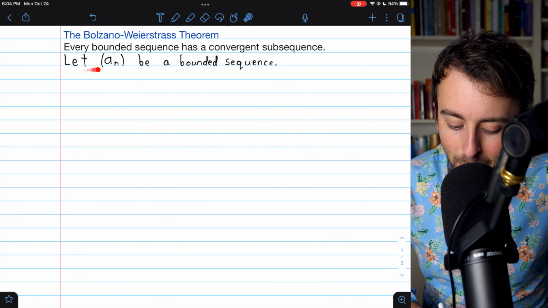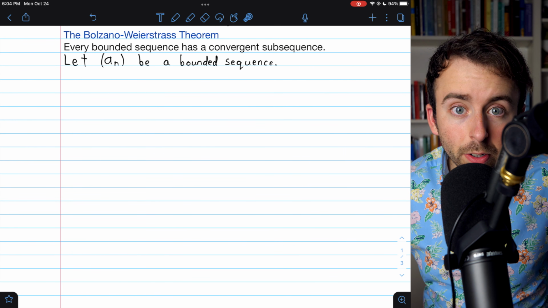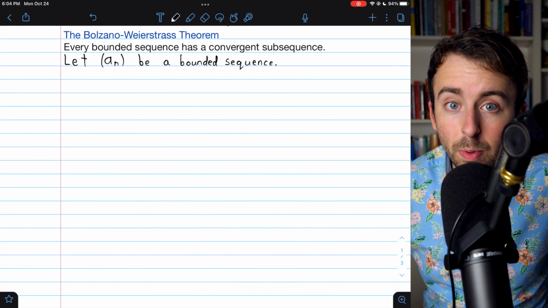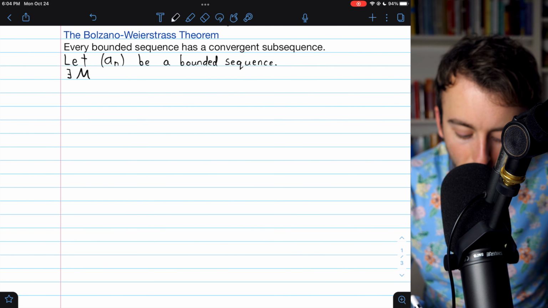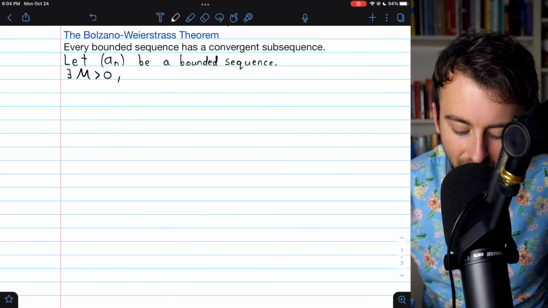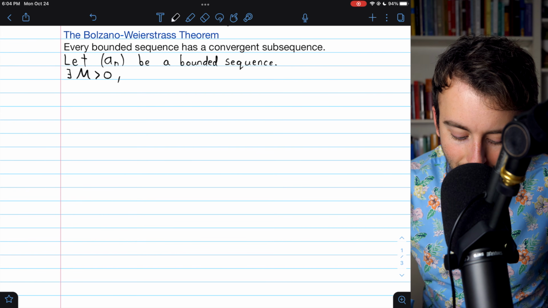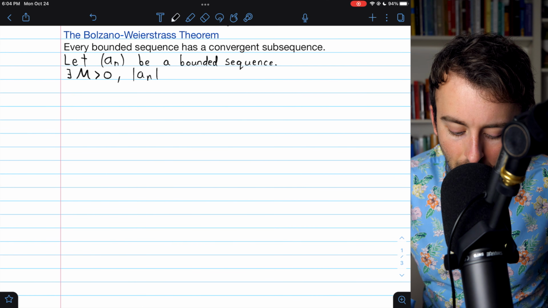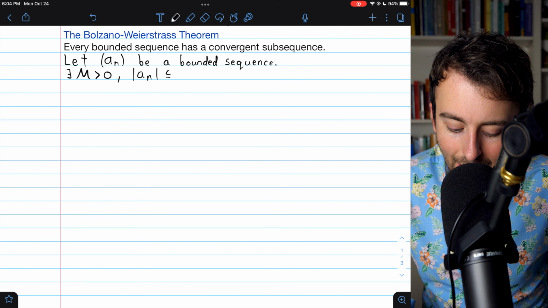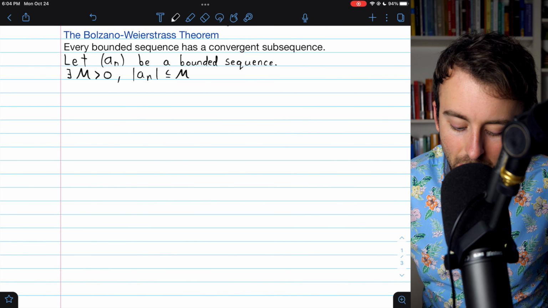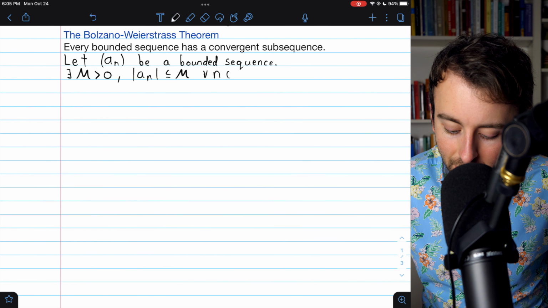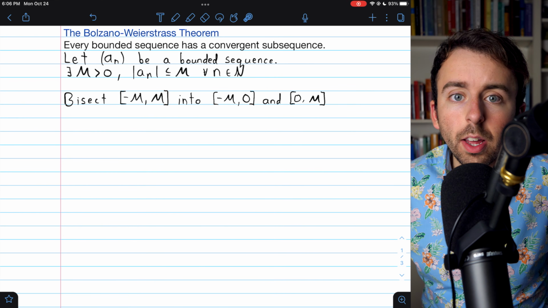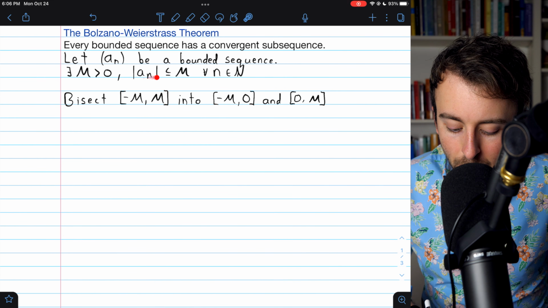We begin, of course, with a bounded sequence, since the Bolzano-Weierstrass theorem concerns bounded sequences. So we say, let a_n be a bounded sequence. Now, what does this mean for a sequence to be bounded? Well, it means there exists some big M greater than 0 so that every term of our sequence has an absolute value less than or equal to M. So the absolute value of a_n, just a generic term of our sequence, is less than or equal to M. This would have to be true for every n in the natural numbers. And again, this statement just comes from the definition of a bounded sequence. Our sequence is bounded, so this must be true.